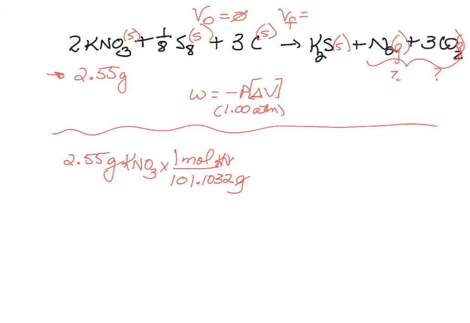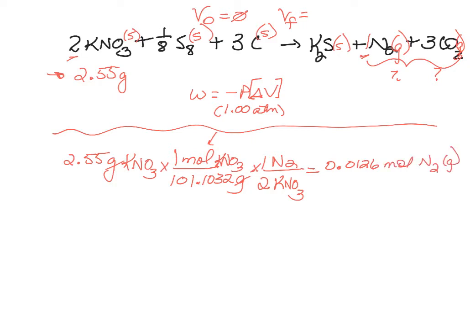All right, and so now that we have it in moles of potassium nitrate, we need to look at the mole ratio of our balanced equation because we're trying to get to nitrogen and carbon dioxide. I see that according to the balanced equation, for every 2 moles of KNO3, I make 1 mole of nitrogen. And so how many moles of nitrogen do I have? All right, so I know how many moles of nitrogen gas I've generated.